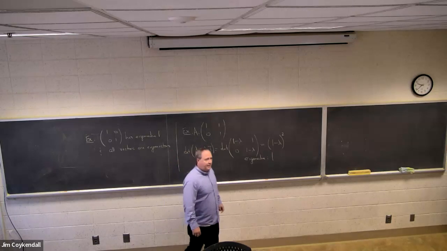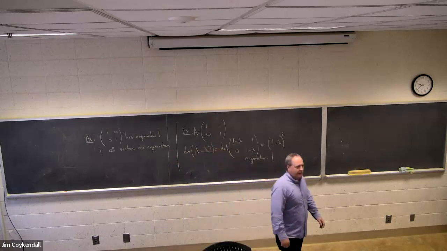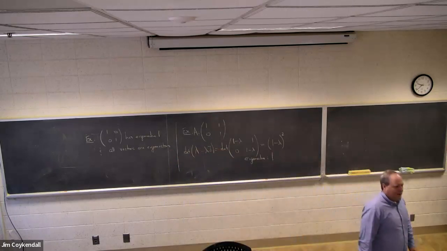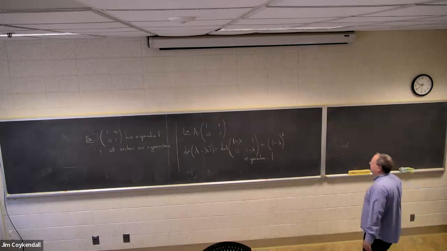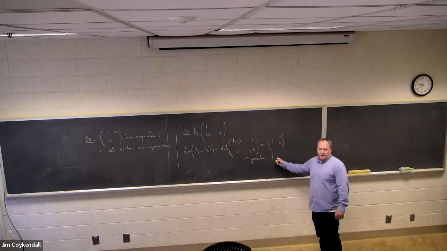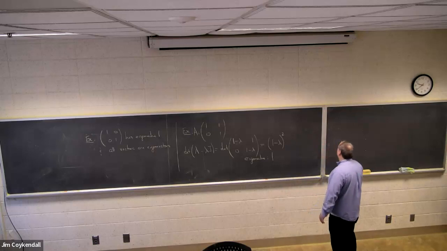Is the identity matrix the only matrix where every vector is going to be an eigenvector? No, any scalar matrix will work. If I had 2 times the identity, that'll still be true. So your eigenvalue is 1 here. Well, let's find the null space.